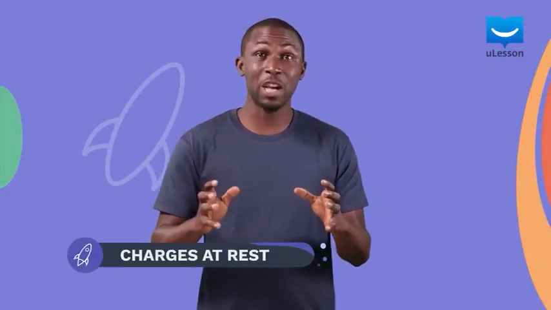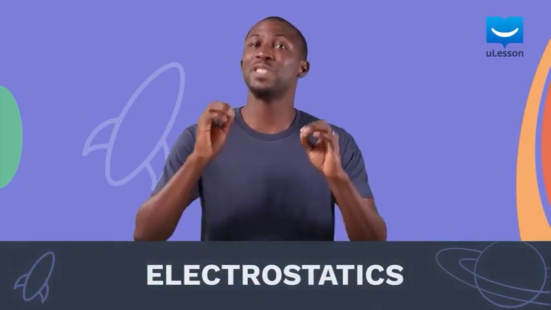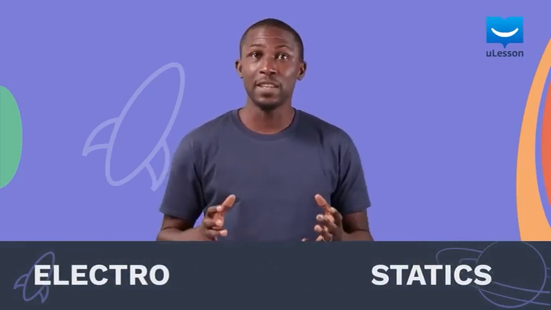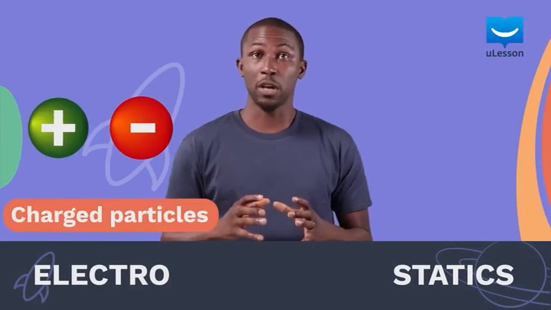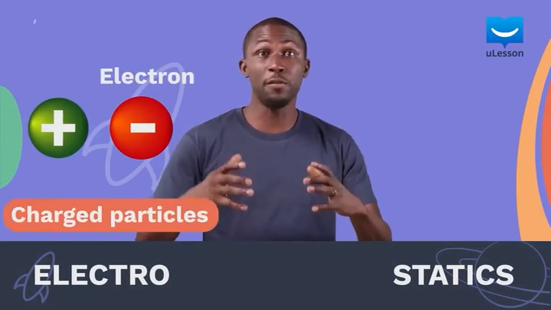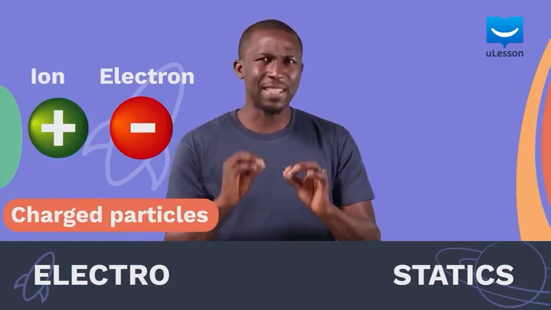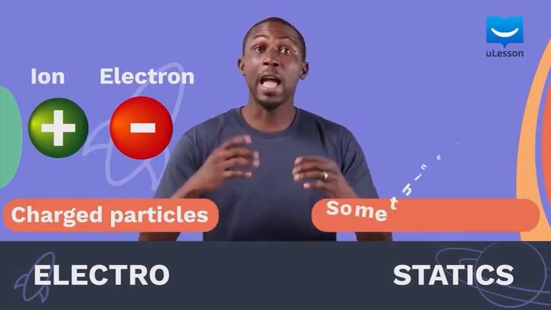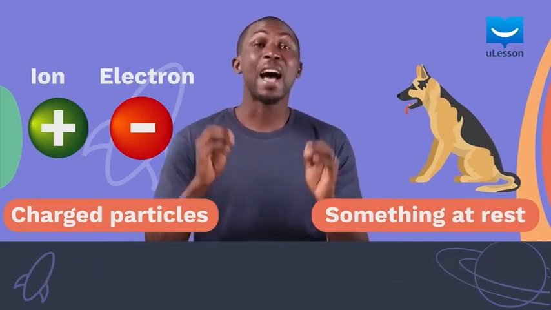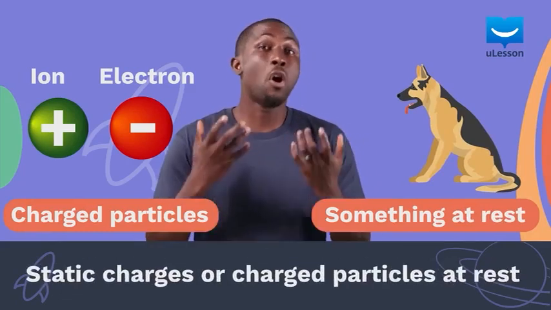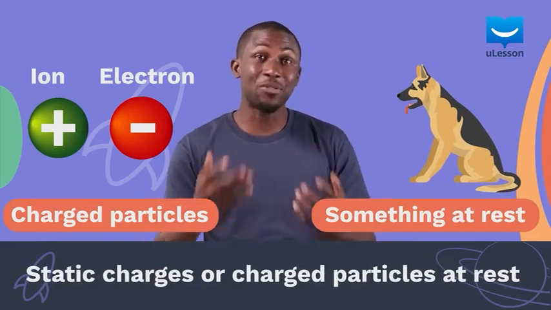Now, we will start this chapter with an interesting part of physics known as electrostatics. From the word electro and the word statics, you can probably figure out what the word means. The word electro means charged particles, okay? And examples are electrons or even ions. While statics has to do with something at rest. So we can say that electrostatics has to do with static charges or charged particles at rest.